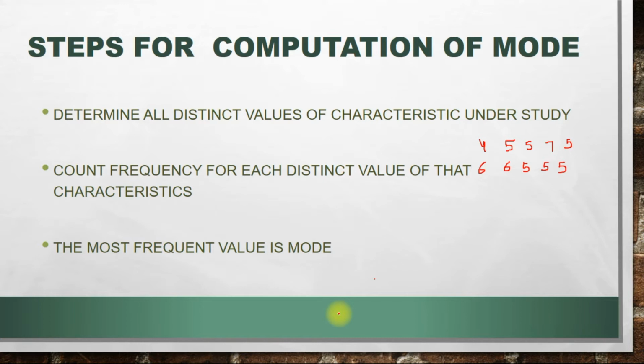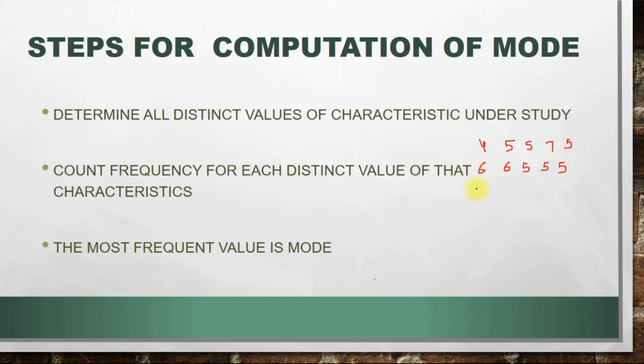Steps for computation of mode. The first one is to determine all distinct values of the characteristic under study. Let us understand this point with the help of one example. Suppose we record the shoe size bought by customers and the data is as follows. We recorded the data for 10 customers and these are the shoe sizes bought by them.